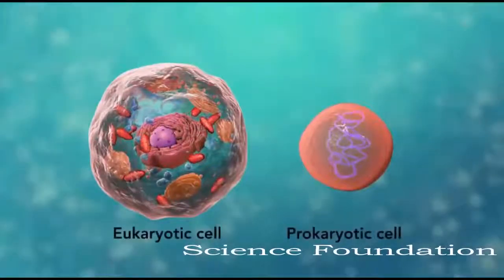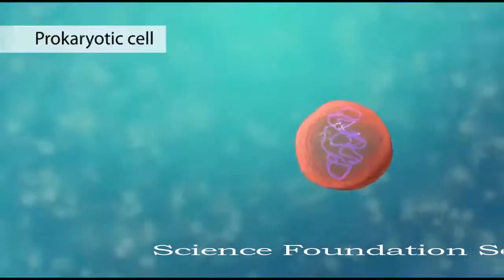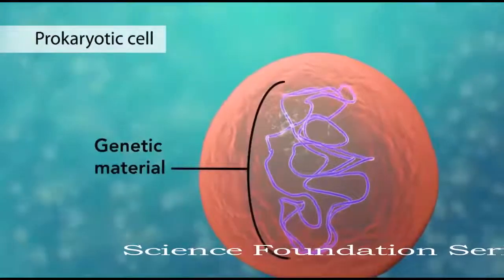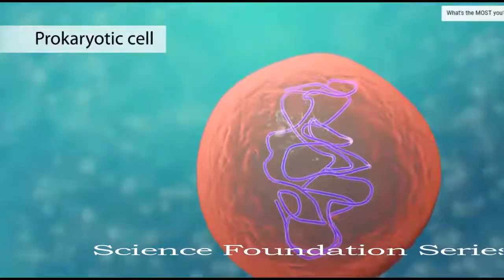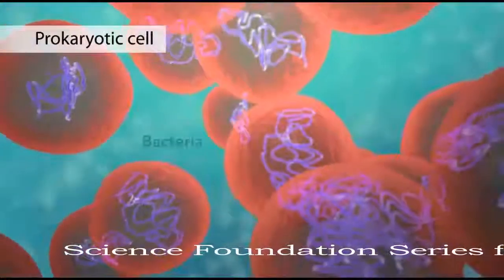The second category is prokaryotic cells. They don't have a nucleus or membrane-enclosed organelles. They do have genetic material, but it's not contained within a nucleus. Prokaryotic cells are always one-celled organisms, such as bacteria.